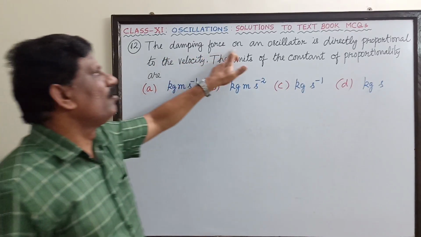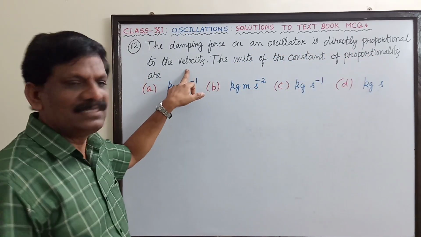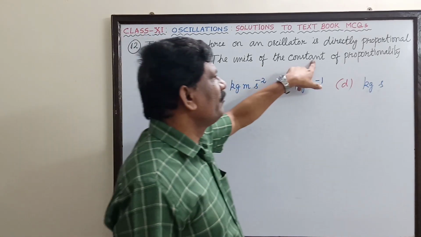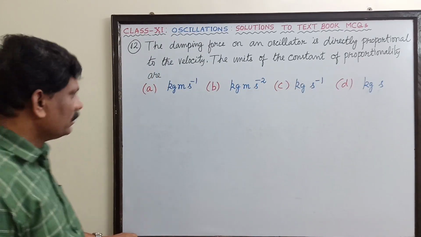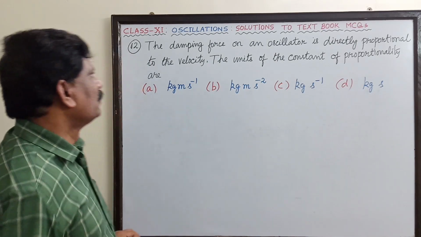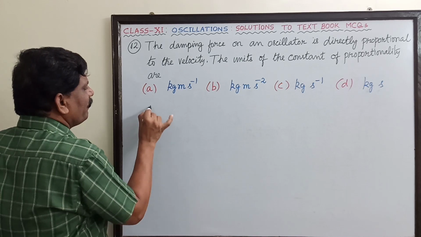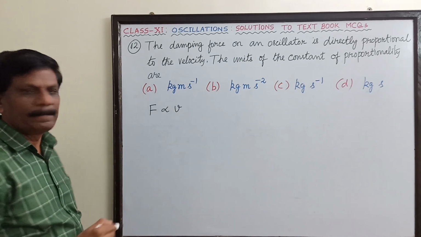The damping force on an oscillator is directly proportional to the velocity. The units of the constant of proportionality are to be determined. This is the easiest possible numerical MCQ, okay? So here it is given that the damping force is directly proportional to the velocity v.